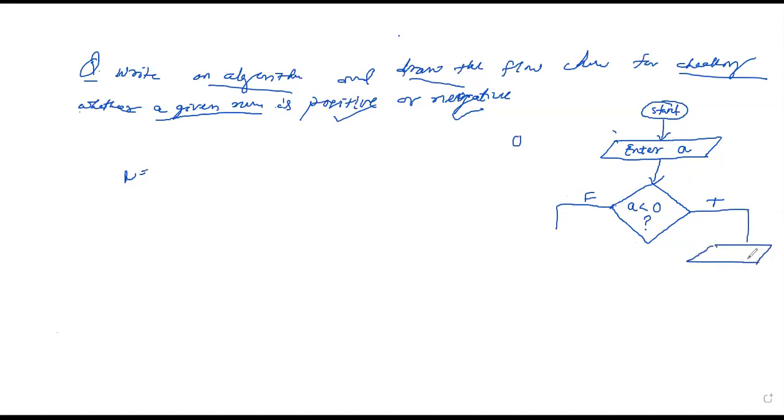Display A is a negative number. Display A is negative. If it is false, that means A less than 0 is false, that means A is greater than 0, that means it is positive. So it will display what? Display A is positive.